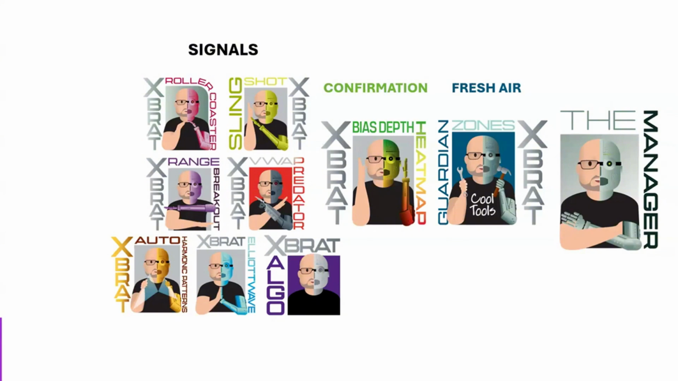The xBrat Algo really is a confluence of 12 different points of control. If you like, just call them 12 different trading indicators. And 12 out of 12 is a 6-star buy or sell, okay? 11 out of 12 is a 5-star. So it grades the trades.